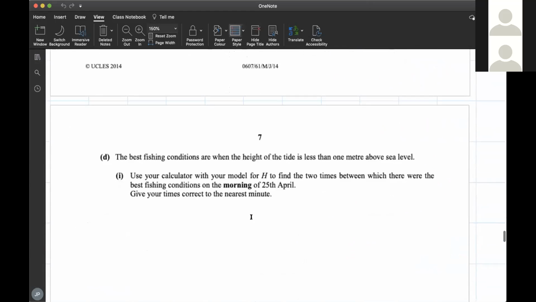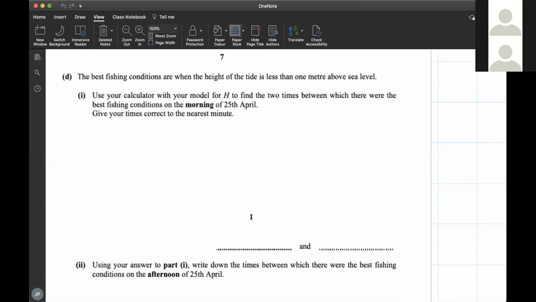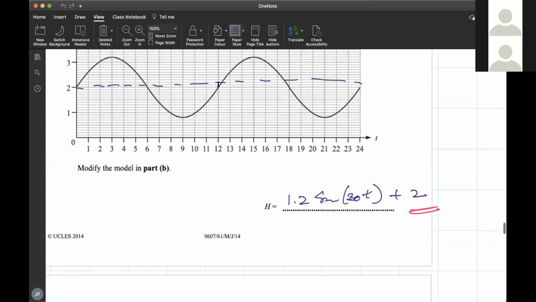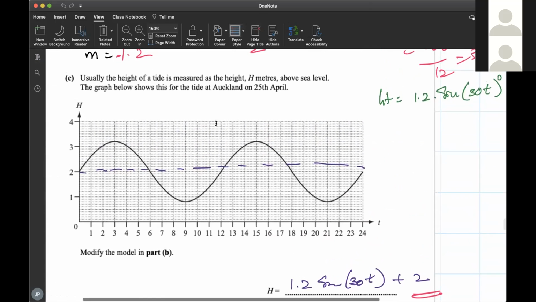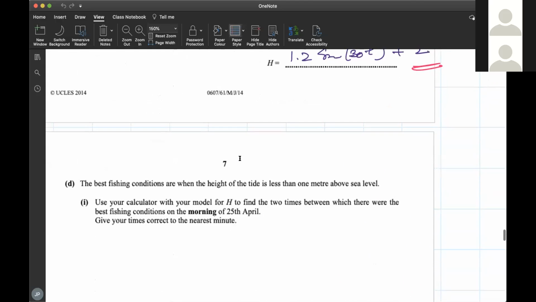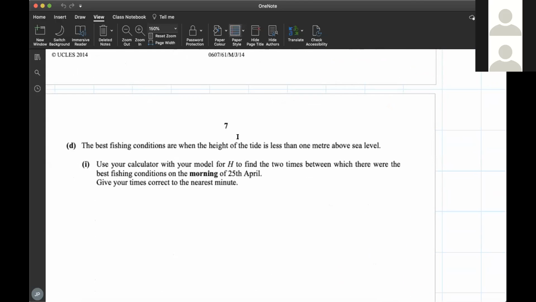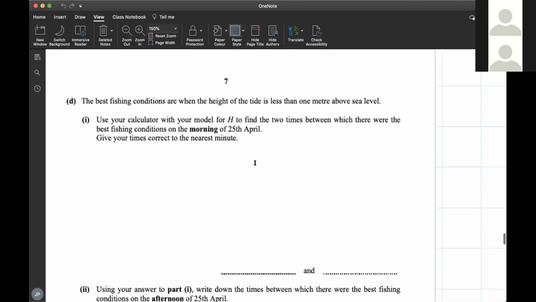Okay, let's move on. The best fishing conditions are when the height of the tide is less than 1 meter above sea level. This is the graph of sea level, the height of the tide above sea level, H meters. Use your calculator with your model to find the two times between which the best fishing conditions occur on the morning of 25th April.